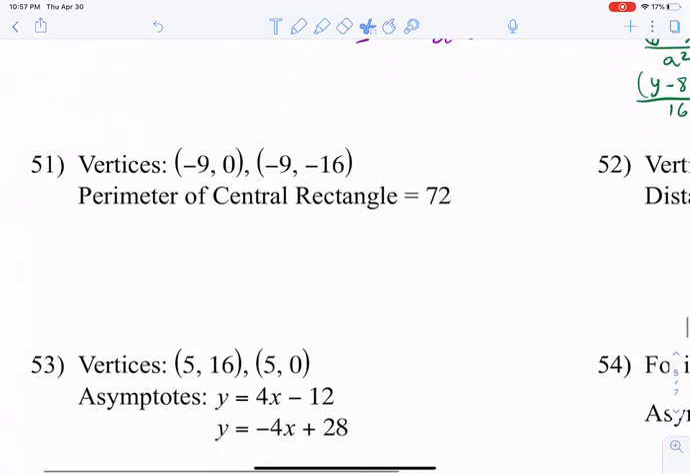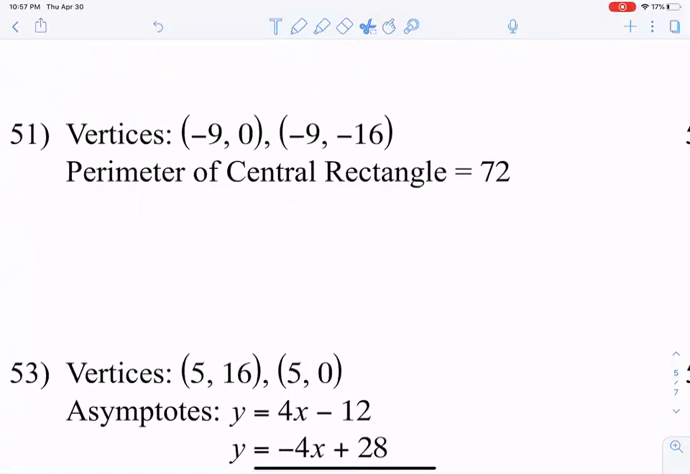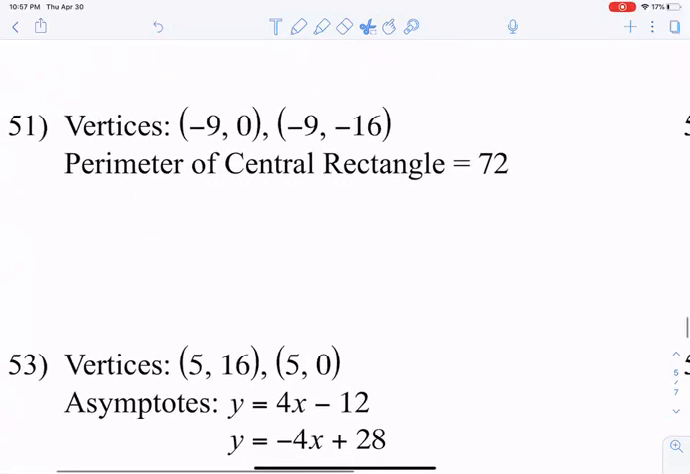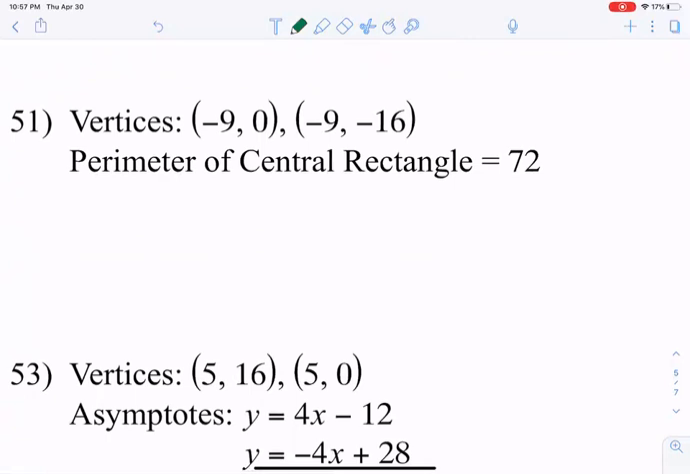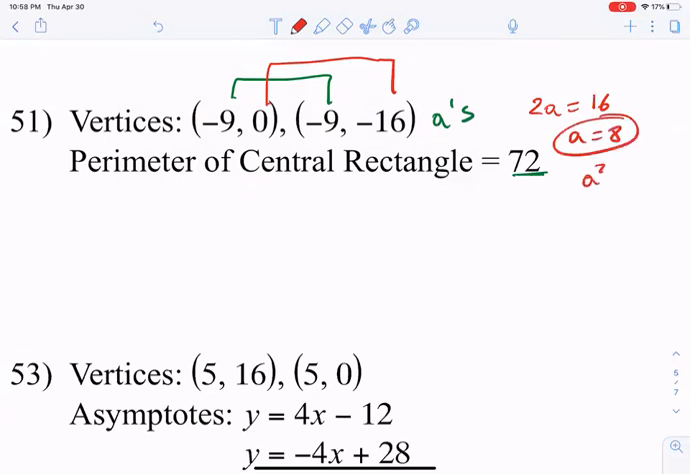Okay, so we're at 51. There are 62 problems, so I will stop at some points. So this is what the vertices are. These are my a's again. Now I need to take care of this guy. The vertices are fixed, and what's changing are the y values. So 2a equals, the distance from 0 to -16 is 16. a equals 8. So I know that a squared is 64.